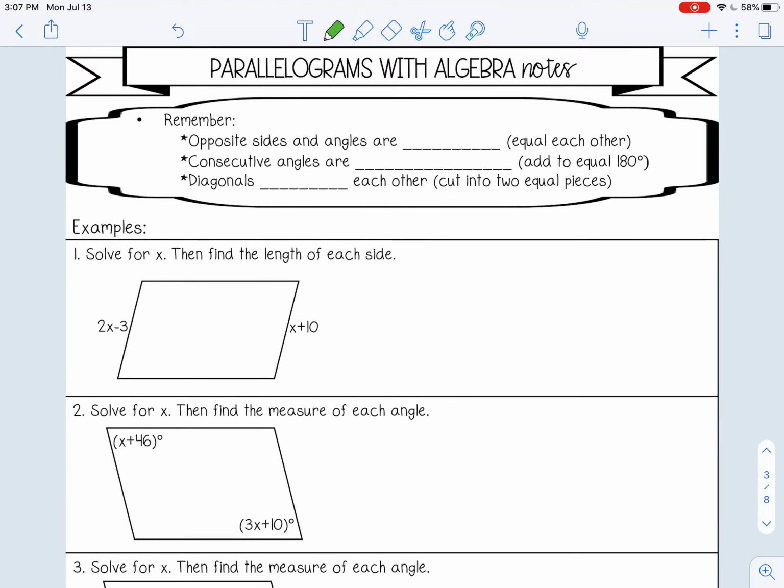Welcome to this lesson on parallelograms with algebra. So these parallelogram problems are going to have algebraic expressions. So let's remember a couple of things.